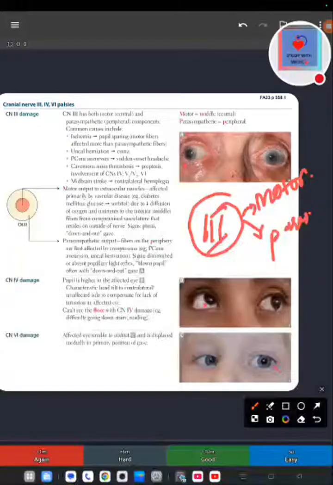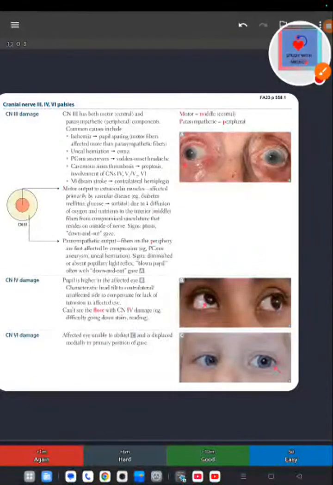Okay, motor fibers are more affected. Central motor and peripheral parasympathetic. Uncal herniation and uncal herniation coma. In coma, cranial nerve 3 will be affected. PCOM aneurysm, sudden onset headache. Cavernous sinus thrombosis, proptosis, involvement of cranial nerves 4, 5 (V1, V2), and 6. Midbrain stroke and contralateral hemiplegia.